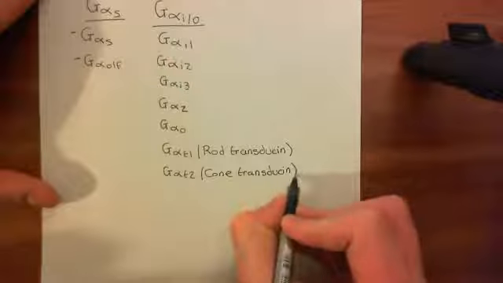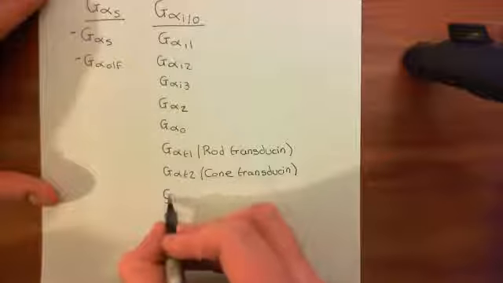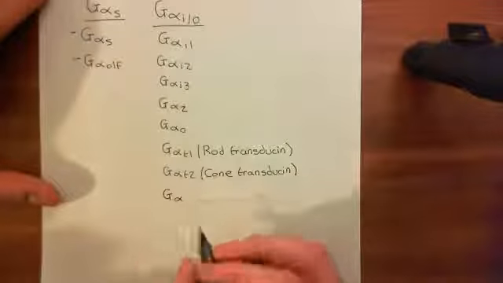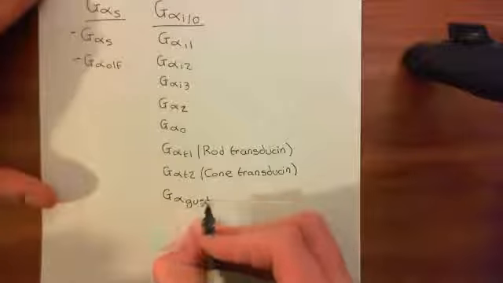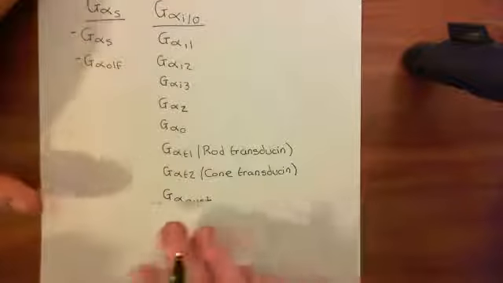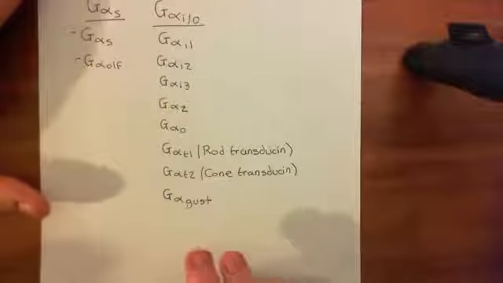Right, so where are we up to now? We've done 7 of these. There's one final member of this G alpha I/O family of alpha subunits of heterotrimeric G proteins, which is G alpha gust, which is involved in pathways in the gustatory system.